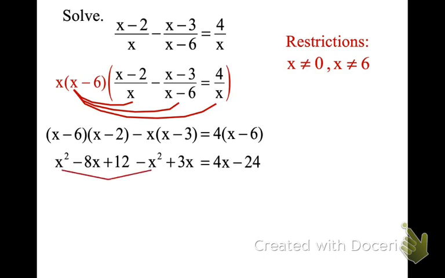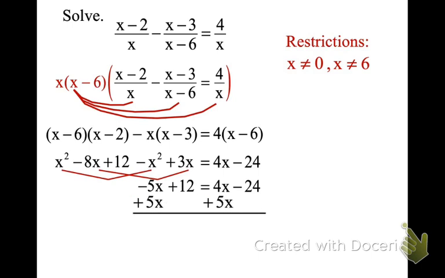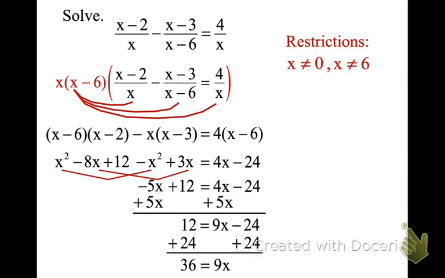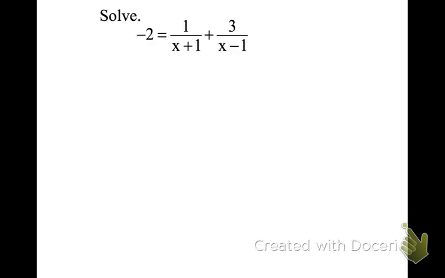I can combine my like terms, my x squareds, and those will cancel out. So then I'm left with negative 8x and 3x is 5x plus 12. Move all the x's over to one side. Move the 24 over to the other side. And we get x is equal to 4. And that works with our restrictions. Pause the recording if you need to take more notes.